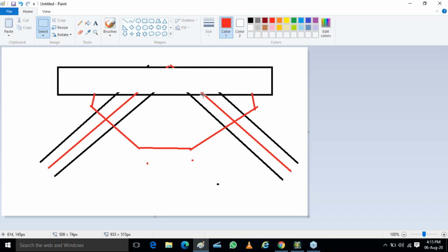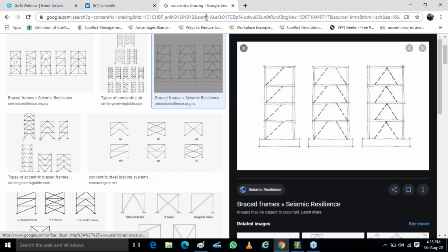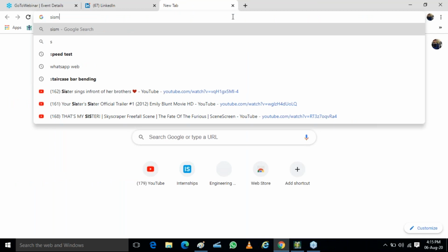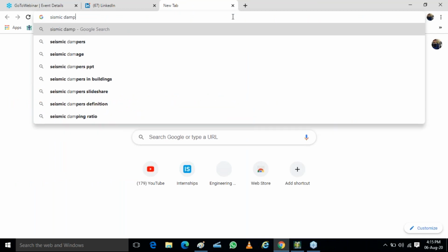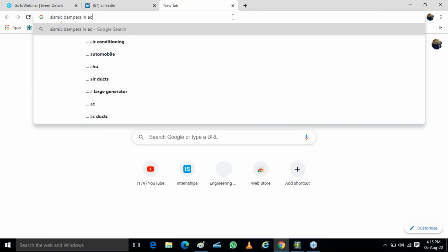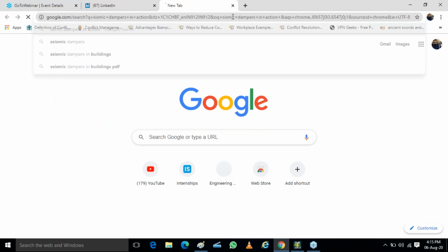Some frame movement resistance will be provided with a special kind of joints. Those are movement adjusting frames. Dampers are movement adjusting frames. If you provide dampers, they will resist a movement. What kind of movement? Seismic movements. I will show you the seismic dampers.